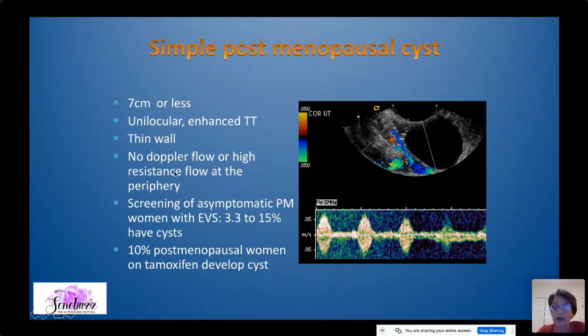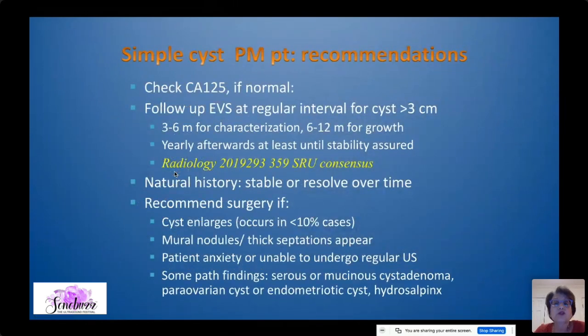When do we need to worry about them? When do we need to follow them? So the recommendations are that you check the CA-125. If it's normal, and it's less than 3 centimeters and you're comfortable it's a simple cyst, you probably don't need to follow. Above 3 centimeters, you do 3 to 6 months for characterization, and then 6 to 12 months for growth. And then yearly afterwards, at least until stability is assured, is the general recommendation, because the natural history of these cysts is that they either remain stable or resolve over time.